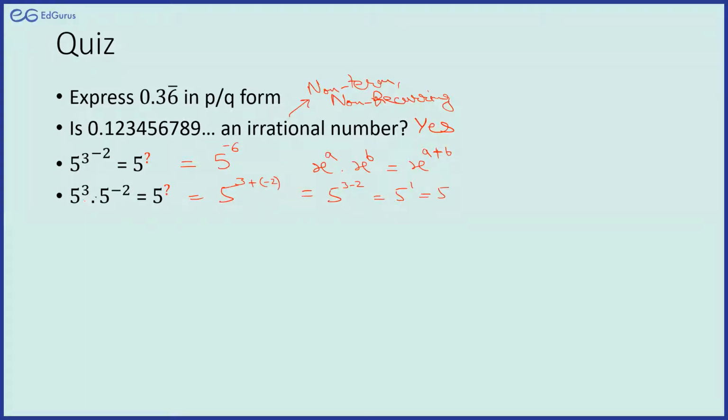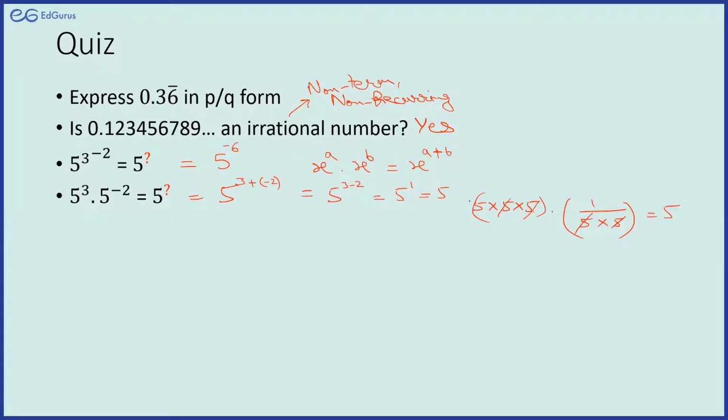There are other ways to confirm the answer, right? So we are saying 5 to the power 3, which is nothing but 5 times 5 times 5, multiplied by 5 to the power minus 2. What is 5 to the power minus 2? It's this, right? Now you can cancel out things. So your answer will be 5.